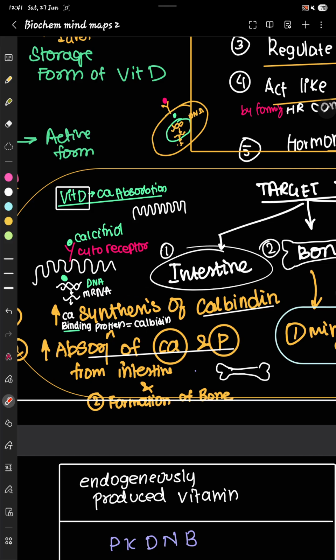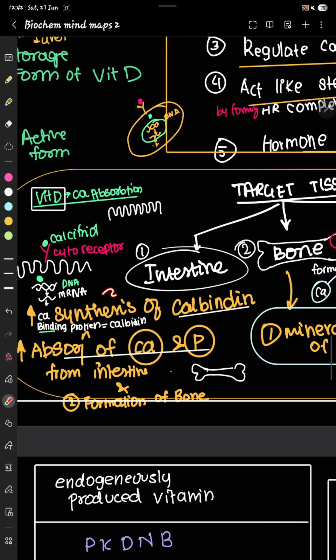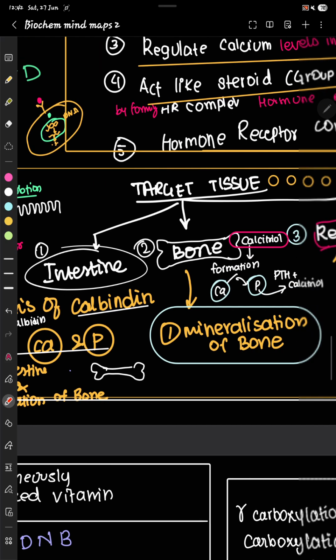So what we can say from this is that this calcitriol is very important for the formation of calbindin. Now calcium is absorbed. When there is calcium, it attaches with the calbindin and gets absorbed into the blood, and now you have got calcium in the blood, calcium in your body, right? So there is increased absorption of calcium and phosphate from the intestine, and that is facilitated by the calbindin protein. This is the first function.